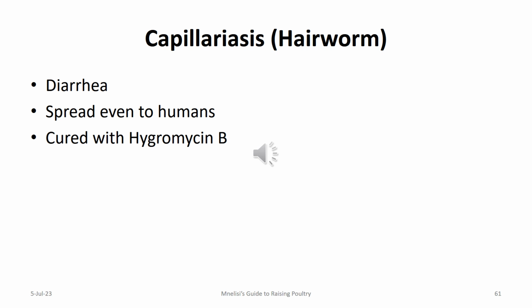Capillariasis. This is a worm. A chicken will show the following symptoms: diarrhea and poor growth. This parasite can also spread to humans. It can be cured with hygromycin B.